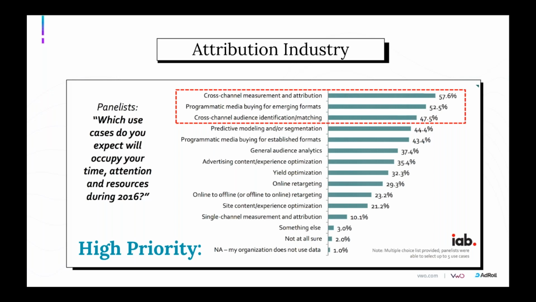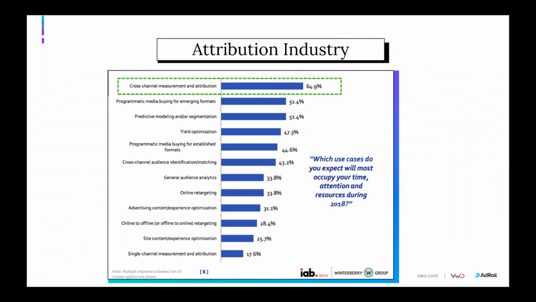So as you can see here, cross-channel marketing and attribution is the biggest use case that marketers expect to take up their time and resources in 2016. And if we move beyond that, asked again in 2018, which use cases you expect will most occupy your time, attention, and resources, cross-channel measurement attribution is again number one, and it actually moved up a few percentage points. So even more marketers now are incredibly focused on this and making sure that it's going to be correct for their business, so they can show the value of the work they're doing online.